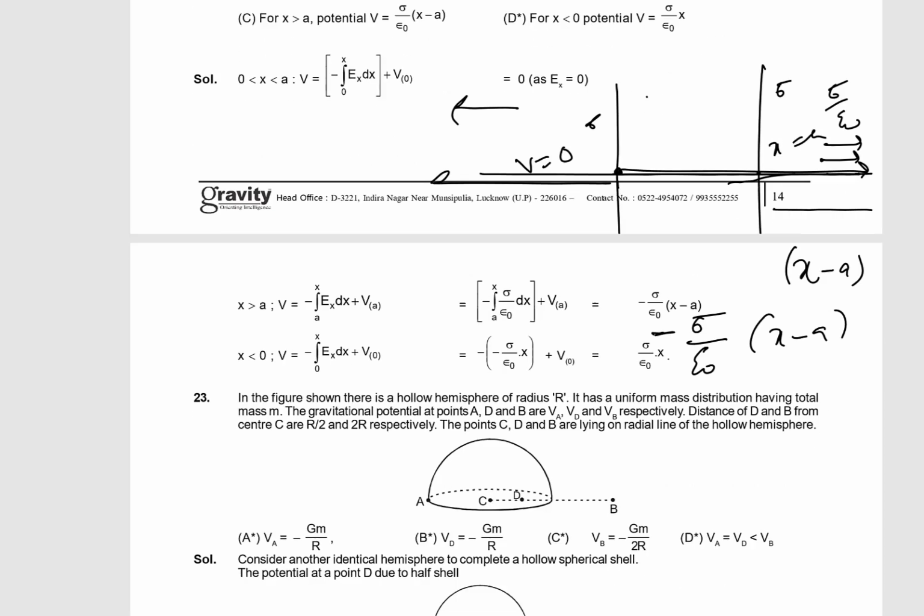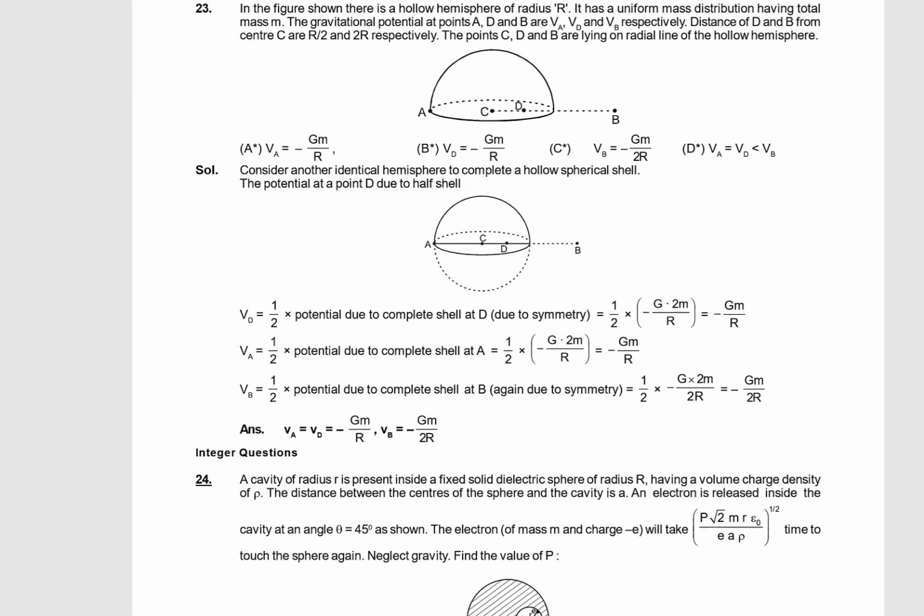Okay, moving on to the next question, the 23rd question. Again, this is also a standard question. We have a hemispherical hollow shell, a hemisphere of radius r. There is some mass distribution, or you may also have some kind of charge distribution, and different points are marked A, B, C and D.